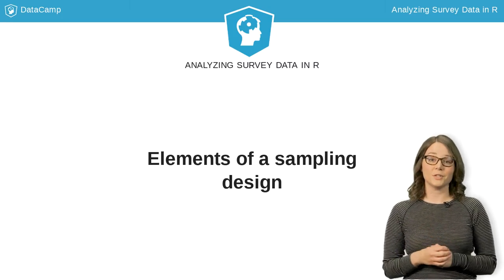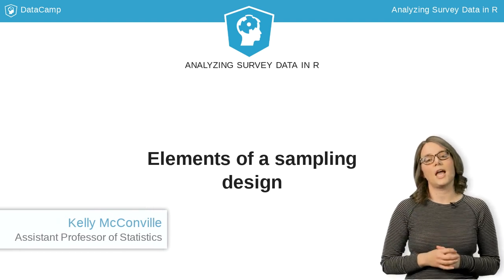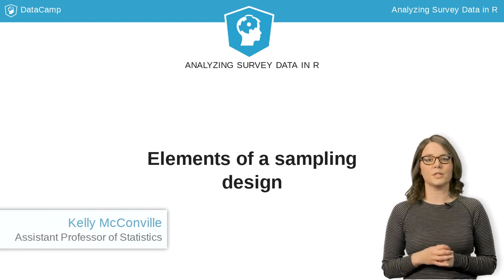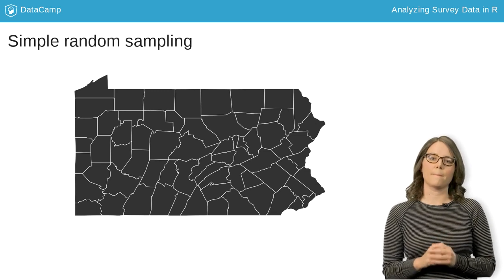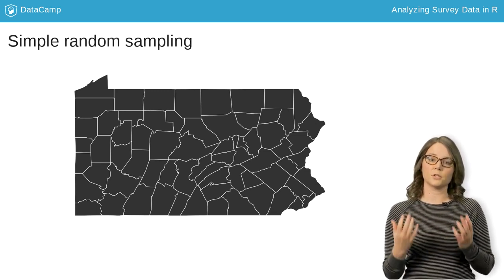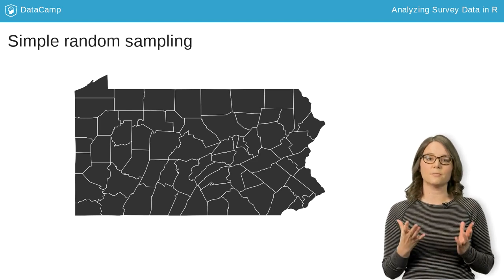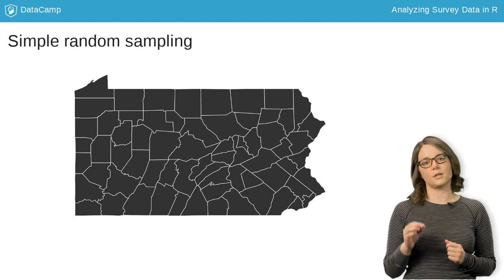Now that we understand survey weights, let's learn about some common design structures and how they are specified using the popular survey package. Suppose we want to estimate the average amount of time Pennsylvania residents spend on social media. This means our target population is the residents of Pennsylvania, and our study variable is the weekly hours spent on social media.